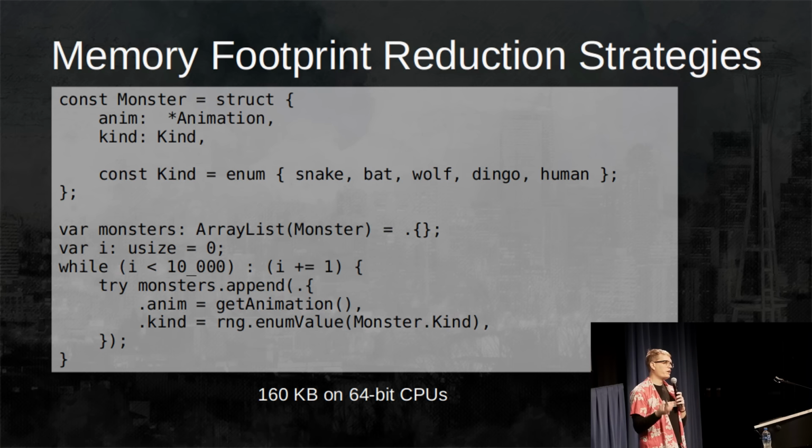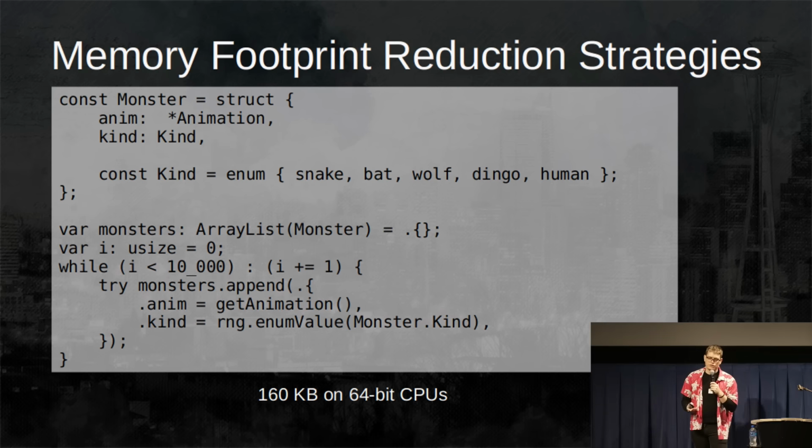So again, we have a pointer. Now we have an enum that tells what kind of monster it is. So we got 5 monsters here, or 5 animals here. And yes, humans are monsters. So in this example, I did 10,000 monsters, and I did a little calculation, 160 kilobytes for all this stuff. So let's look at how this is laid out in memory.